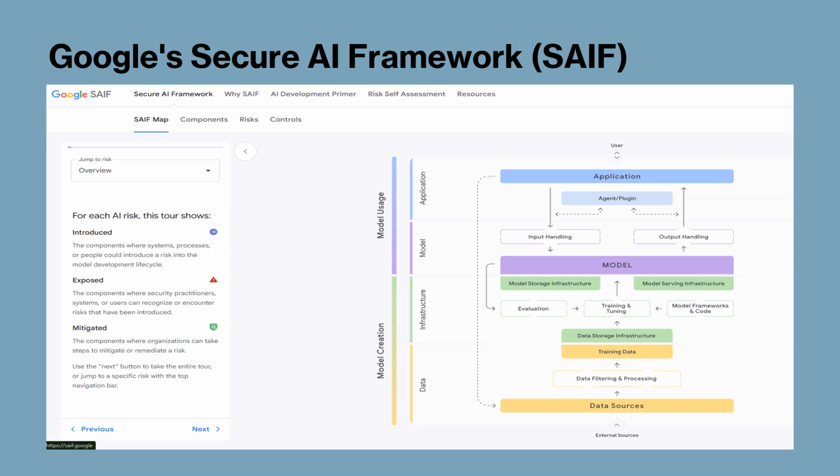But what I like about this is it also provides controls. What controls can you have in place to mitigate this specifically? And that can be a very strong tool, especially for smaller organizations implementing and deploying AI, but want to do it responsibly and safe.